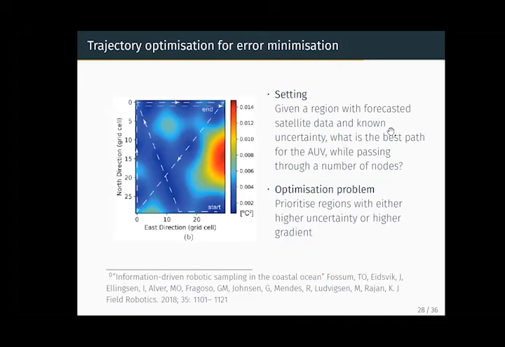Then I have the second part, where I want to merge the satellite data and the local data. One part of this integration is optimizing a trajectory for minimizing uncertainty. Let's say that we have a region with forecasted satellite data with uncertainty as well. Then we want to have the best path for the AUV while passing through some number of nodes. For example, if you're doing front tracking, you want to keep around the front. But we want to prioritize regions with higher uncertainty or higher gradient. If we stay in regions where uncertainty is very low, or the temperature or salinity is very constant, then we're not going to get such improvement as if we try to do this optimization. So I think this can be very interesting as well.